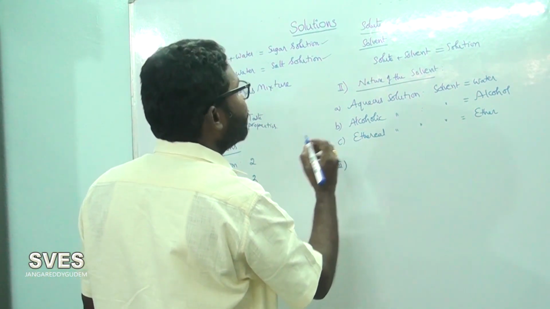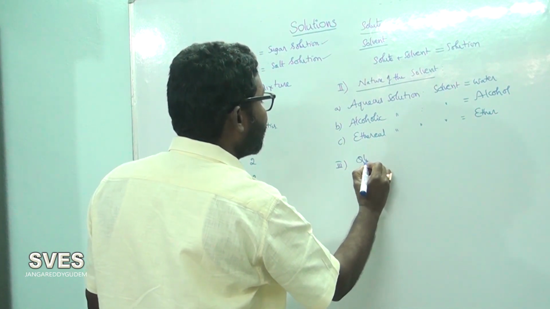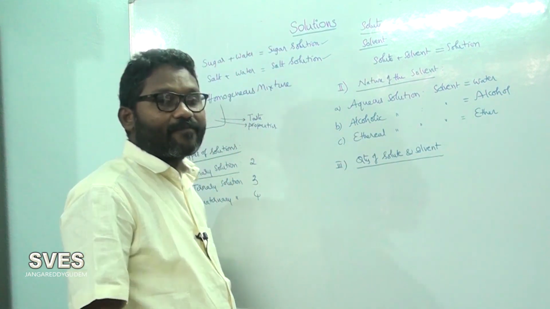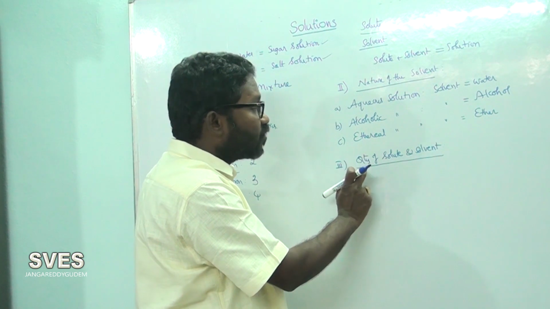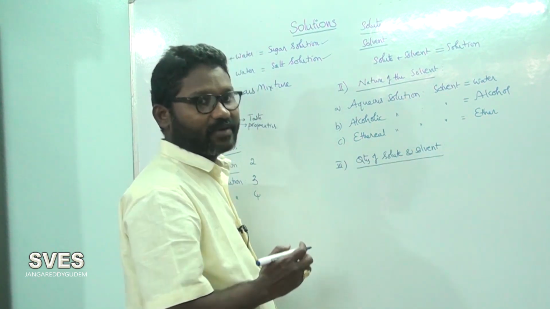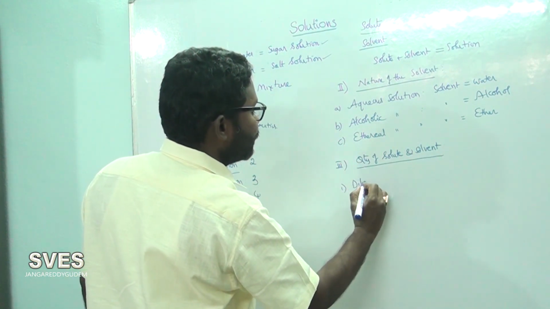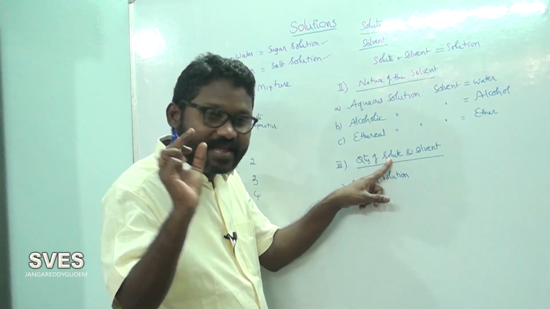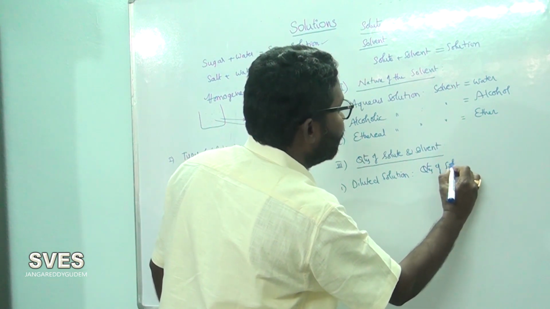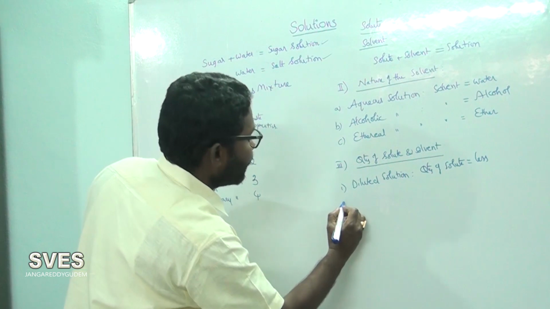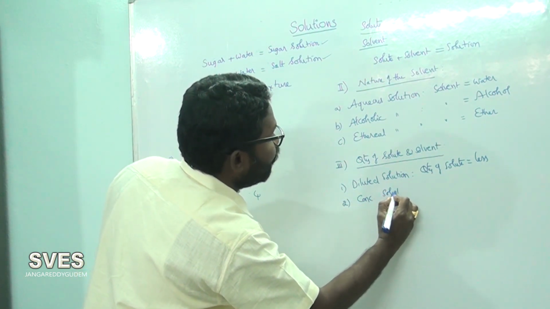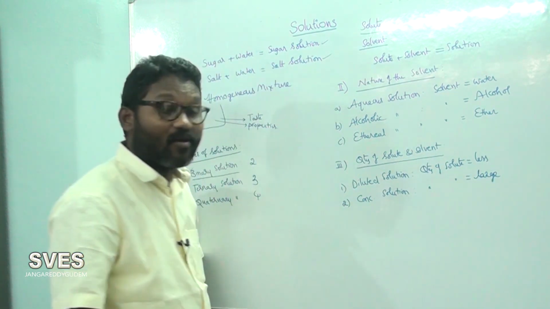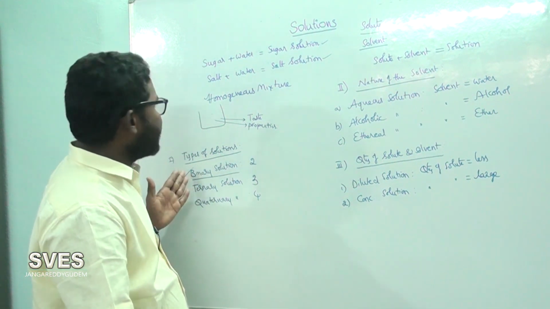And one more classification, that is based on quantities of solute and solvent relatively. This type of classification is based on the quantity of solute and solvent, relatively, comparatively. The first one is diluted solution or dilute solution. Diluted means the quantity of solute is relatively less. Second one is concentrated solution. What is a concentrated solution? Quantity of solute relatively large. So there are three varieties of classifications.